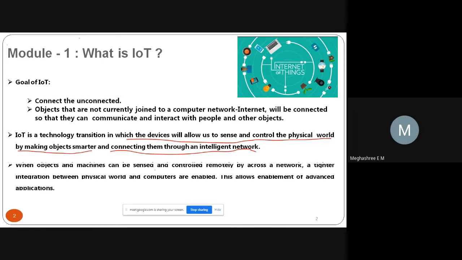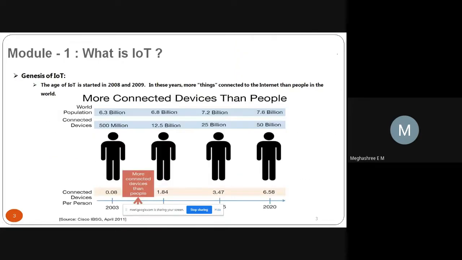Since IoT is a technology, it allows enablement of advanced applications. That means IoT is helping us to explore advanced applications, right? So that is the brief introduction about IoT. Let's see the origin of IoT, that is the genesis of IoT. It means the origin of IoT.